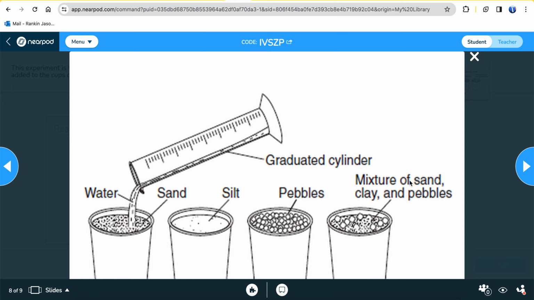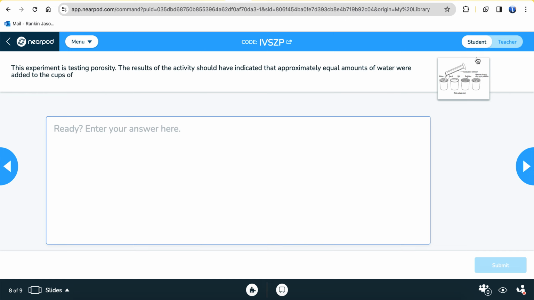Right? However, the mixture of sand, clay, and pebbles now reduces the percent pore space. So we would need less than 50 mLs of water to fill up these pore spaces. So this would have the lowest percent pore space. Mixture, different sizes, poorly sorted.